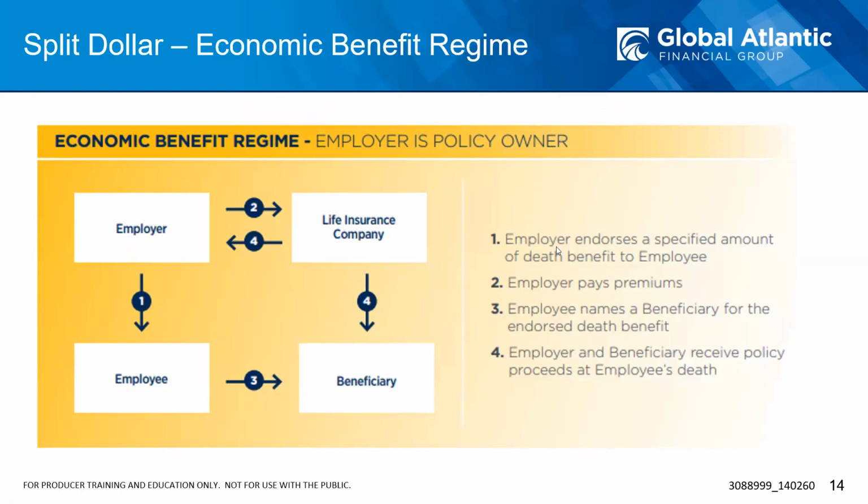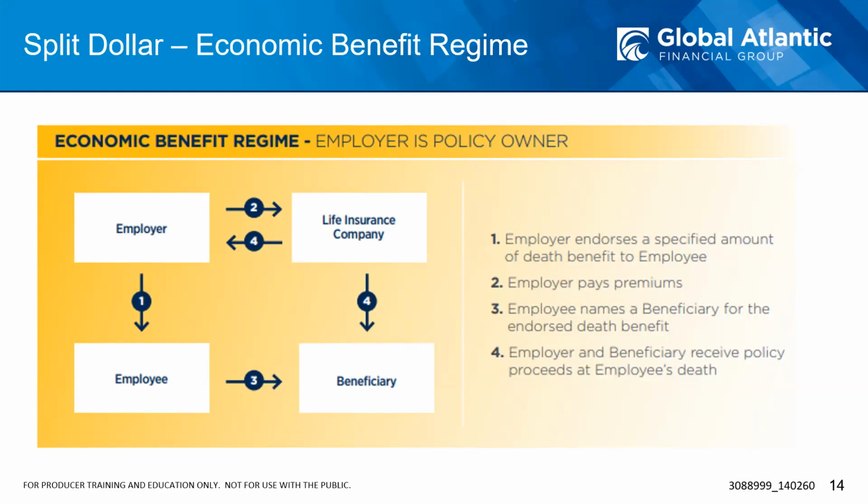So basically the employer here is going to own the policy. It's going to be a company owned policy and they're going to endorse an amount of the death benefit over. So say the death benefit is $200,000, they can give $100,000 of coverage to the employee and they're simply going to endorse it over to them.